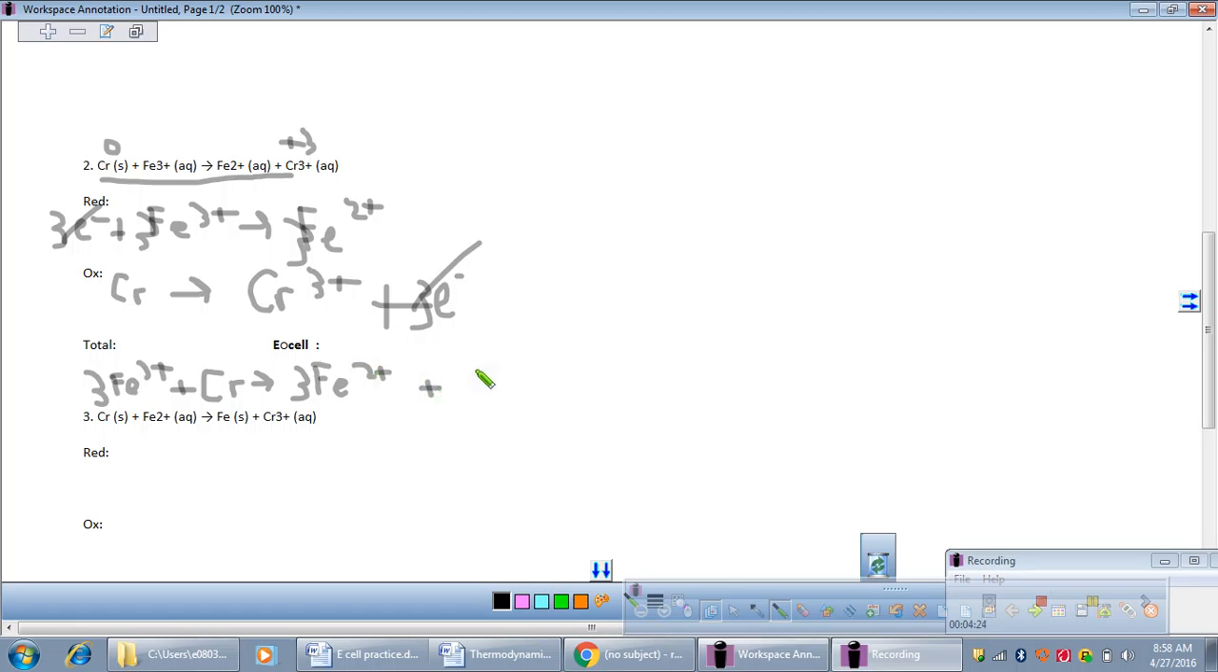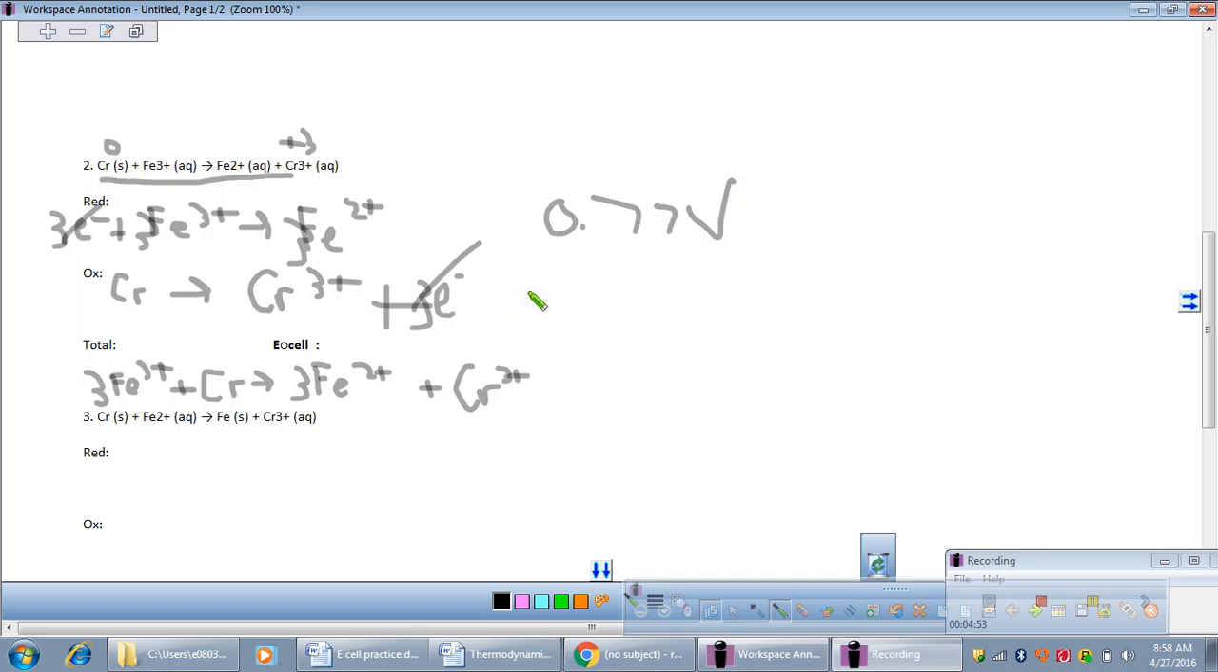and aqueous chromium. Alright, next I want to know the E cell, so the cell potential. I have to look up those numbers on the chart. You have it, so take a look. Remember that there are different forms of oxidation and reduction. Sometimes they lose 1 electron, sometimes they lose 2, so make sure you're choosing the right one with the right number. So iron going from a plus 3 to plus 2 has a potential of 0.77 volts.